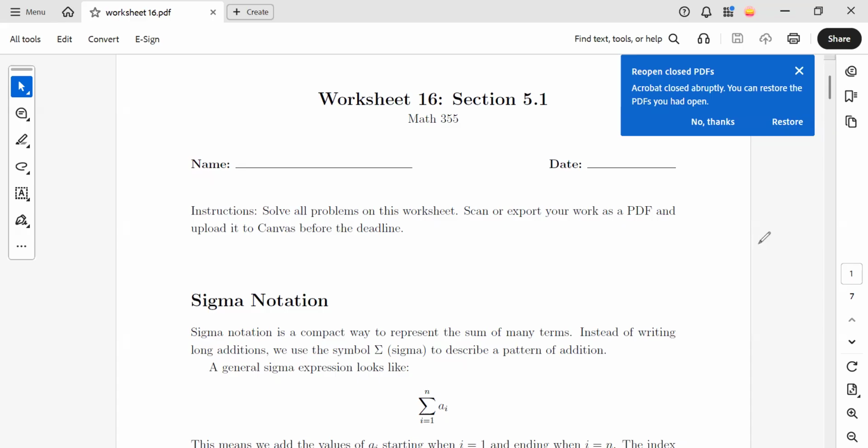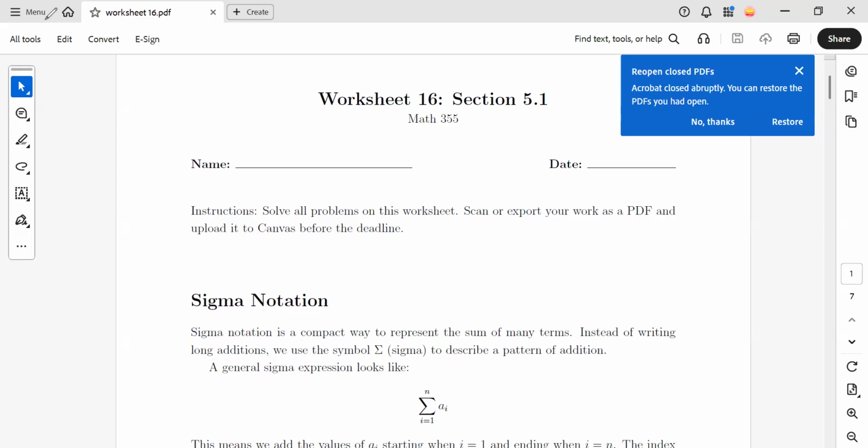Hello everyone. In this video, we are going to talk about integration, and we would start with sigma notation, which is a worksheet about section 5.1 of the Calc 1, especially Biocalculus.